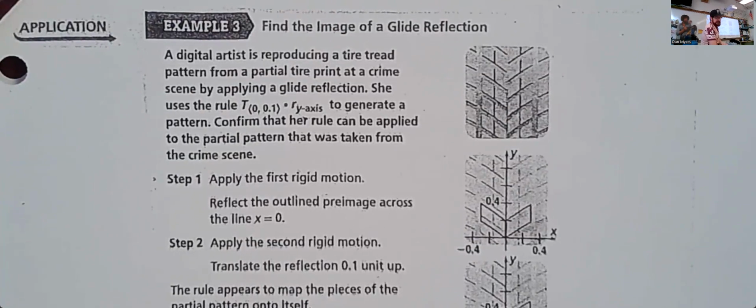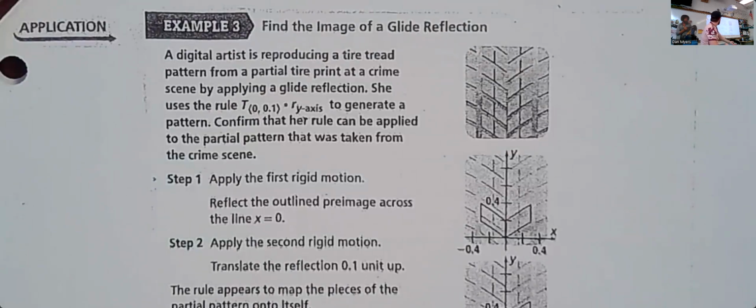So this is actually an interesting question though, because has anybody ever thought about getting into law enforcement, like as an investigator, solving crimes and things like that? Yeah. This is what this is about. So right here, it says a digital artist is reproducing a tire tread pattern from a partial tire print at a crime scene by applying a glide reflection.